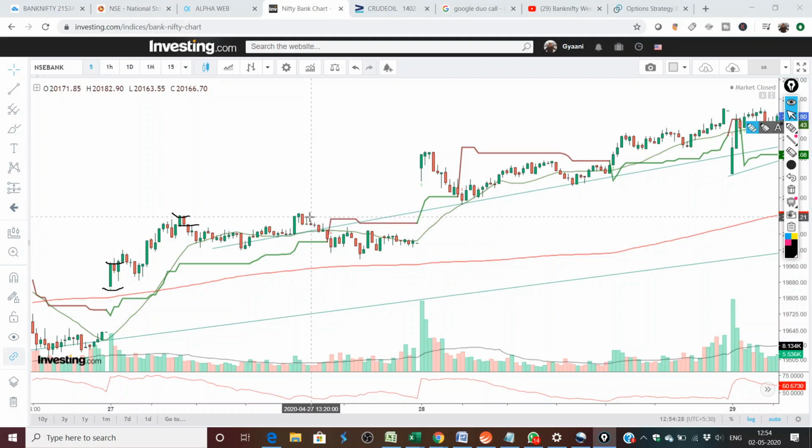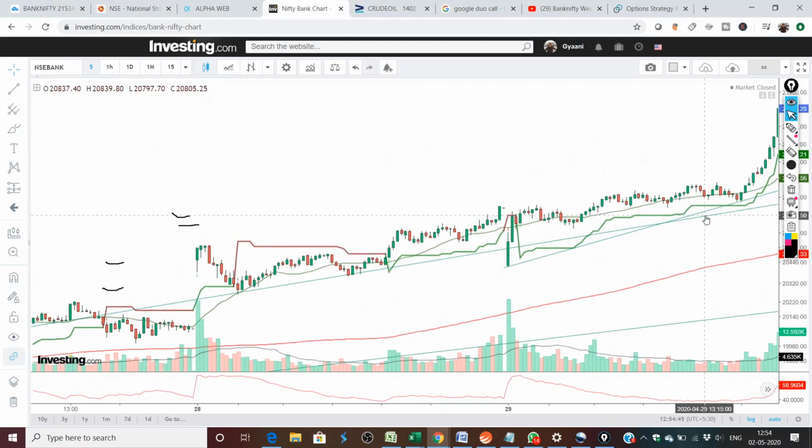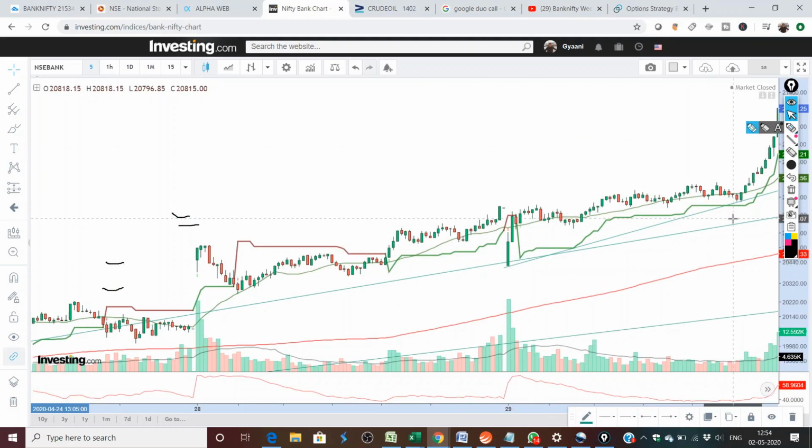And the same thing for short. Away from the 20 period moving average, when the green bar is taken out by a red bar, you can go short like this. So it's a very simple concept. You can follow it. I have explained it in detail in my candlestick video. You can go through that.